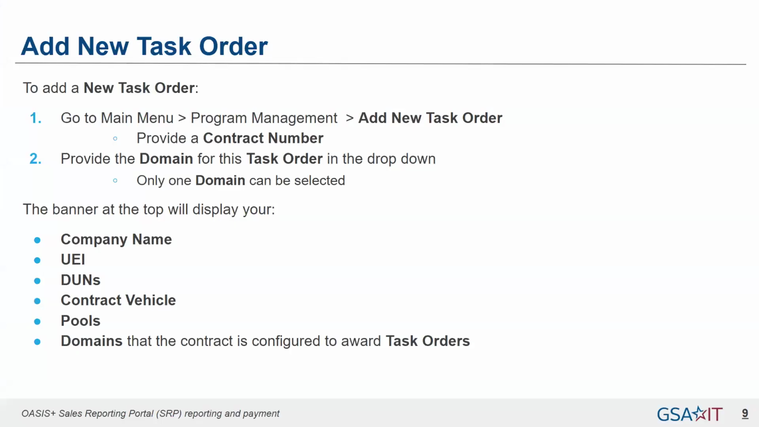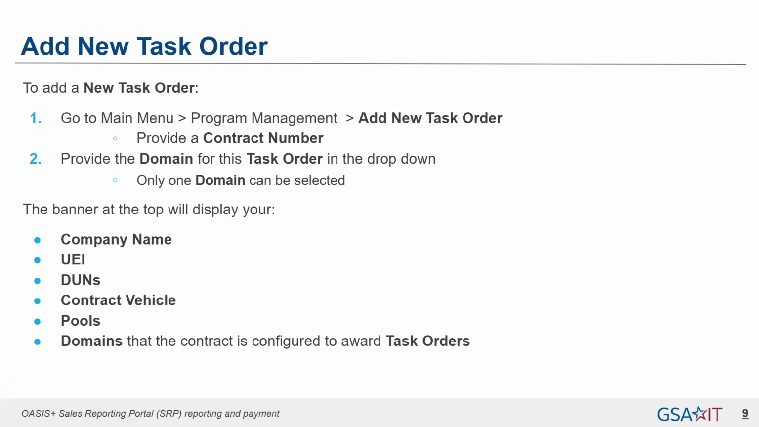So very simply, you go to add your new task order. We need to get task orders uploaded into SRP within 30 days of award. So there's that 30 days again, right? 30 days to report at the end of the month, 30 days to report at the end of the quarter, 30 days to get the task order uploaded into SRP after award, right?